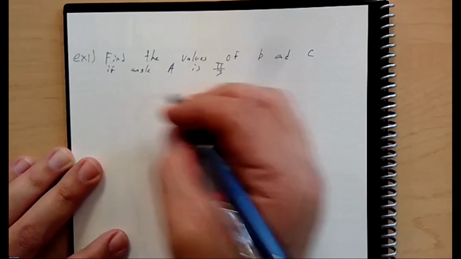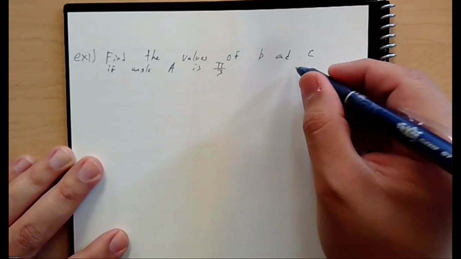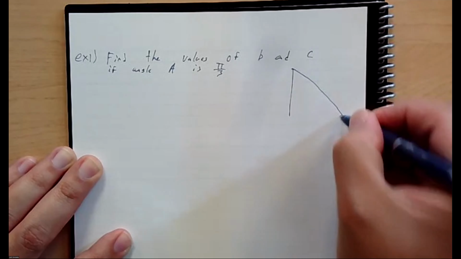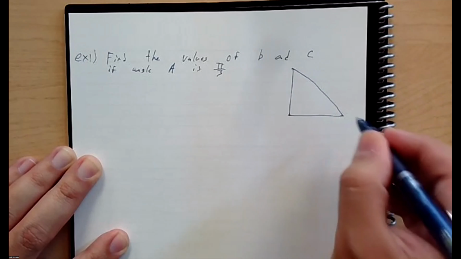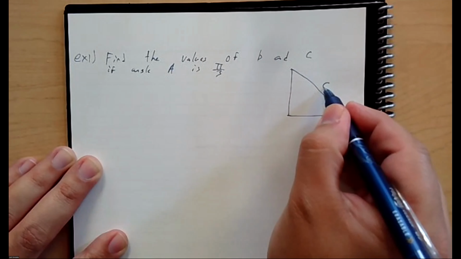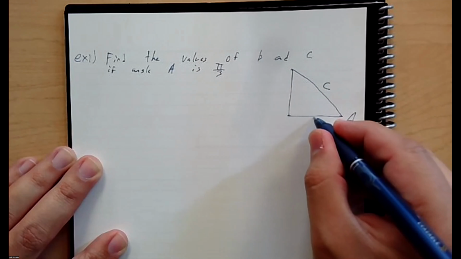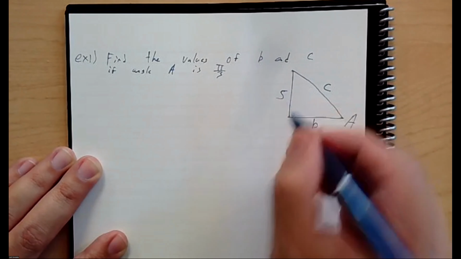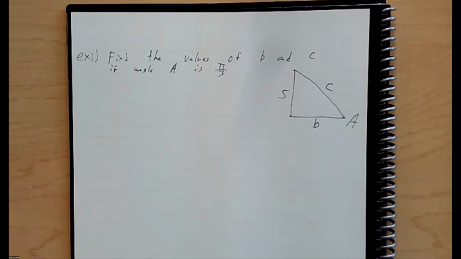So basically they're giving us this triangle here. A is right here. They want us to find the hypotenuse and this particular side. Find the value of B and C if angle A is pi thirds.